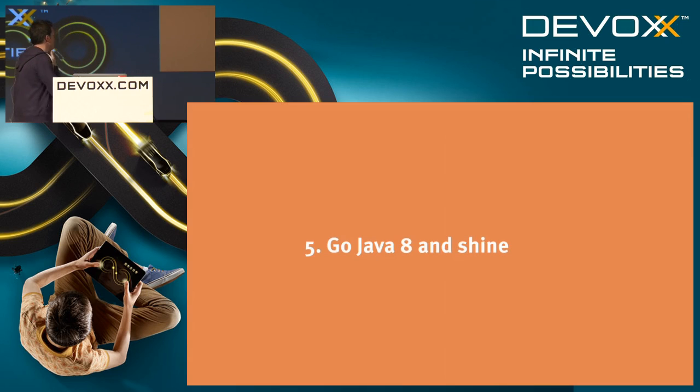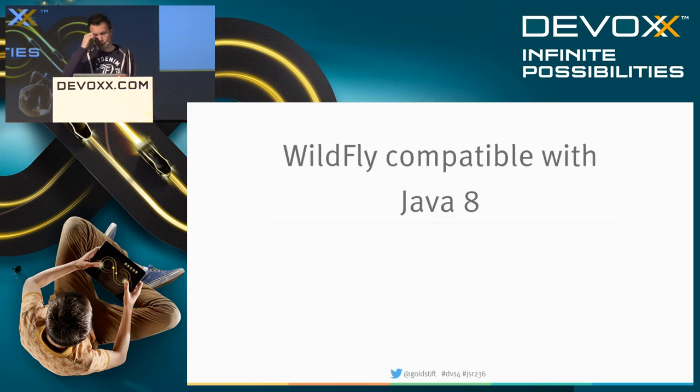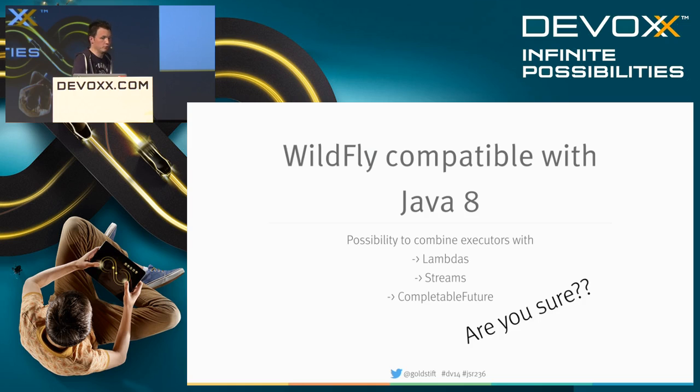The fifth example is: go Java 8 and shine. When I first heard that WildFly will be compatible with Java 8, I was like, yes, finally, perfect. I finally have the ability to combine the executors with the lambdas, the streams, CompletableFuture, and so on. Well, are we sure?